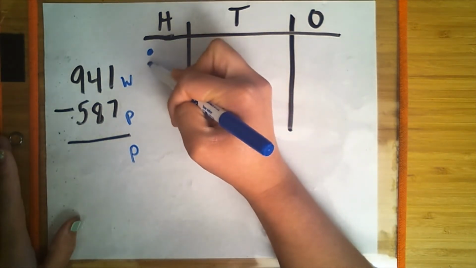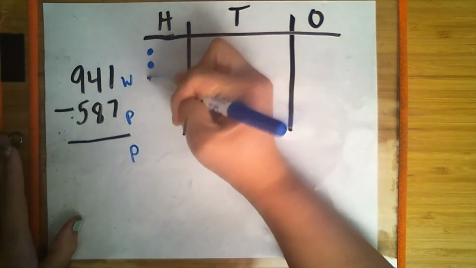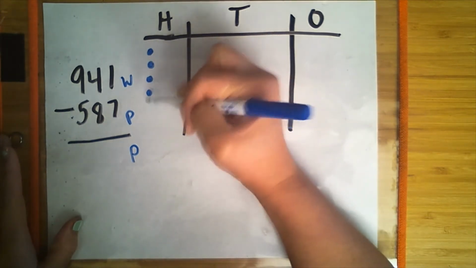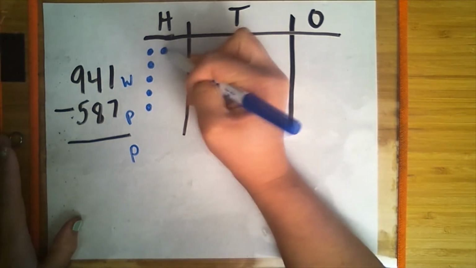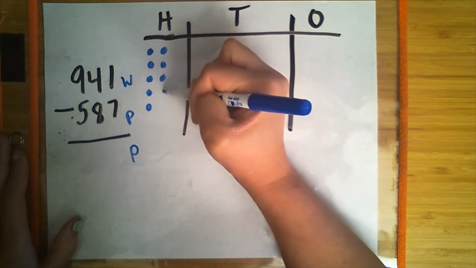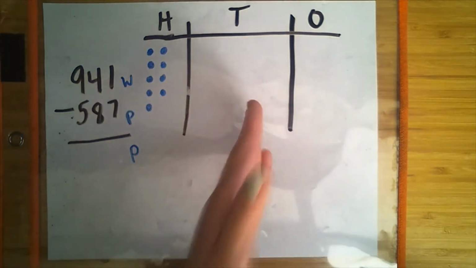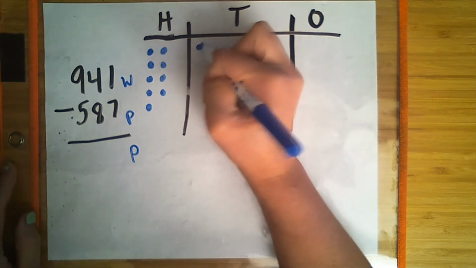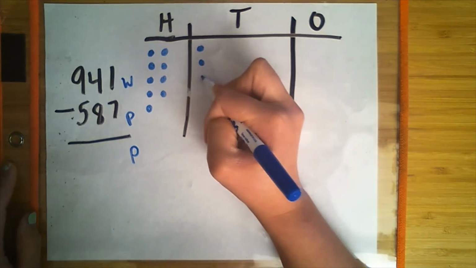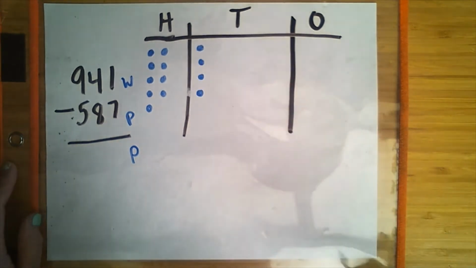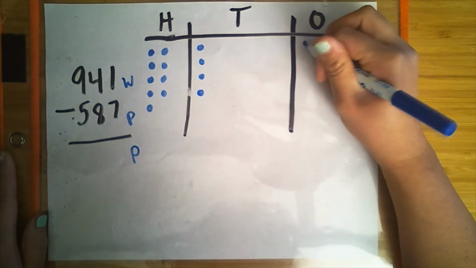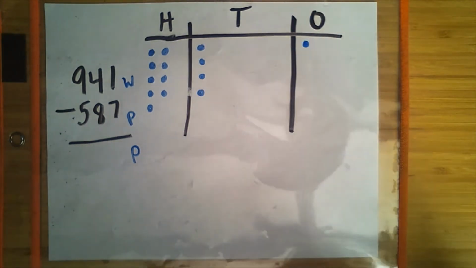100, 200, 300, 400, 500, 600, 700, 800, 900. Time to switch over to my tens. 910, 920, 930, 940, 941.